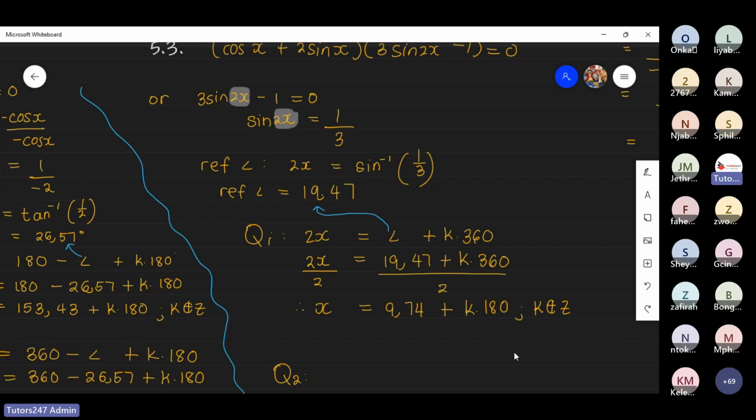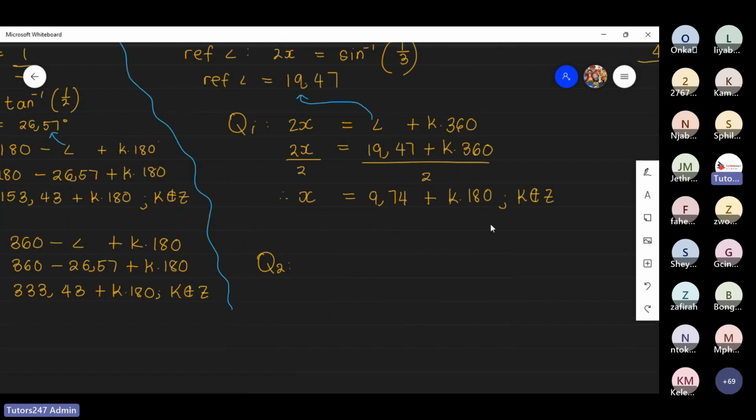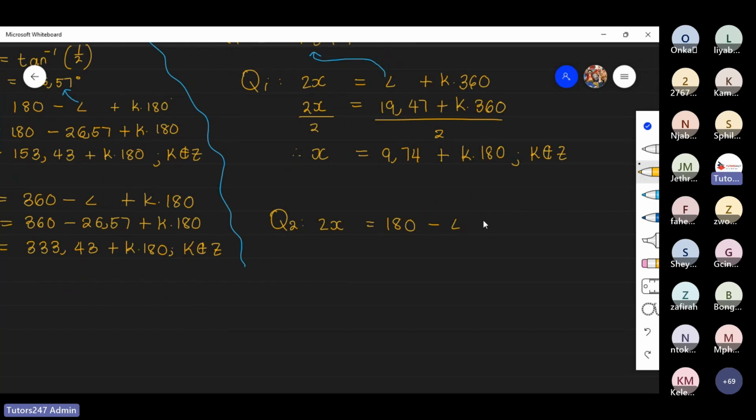So let us move on. That is quadrant 1. Let us deal with quadrant 2. We know that our reduction formula within quadrant 2 is 180 minus an angle, and don't forget to put plus k times 360. From here, we substitute our reference angle in place of that angle symbol, and that is going to be 180 minus 19.47 plus k times 360. So keep in mind, we are not dividing by 2 just yet. We need to simplify the right-hand side as far as possible before we can divide by 2, or before we can do anything with the left.